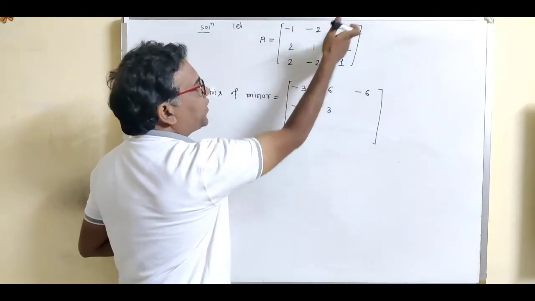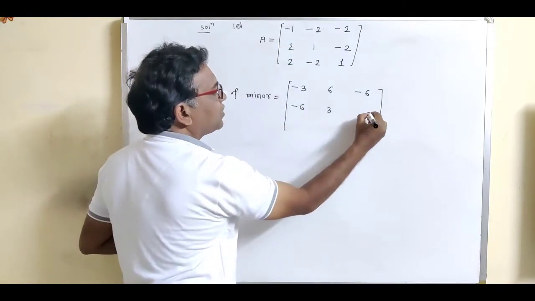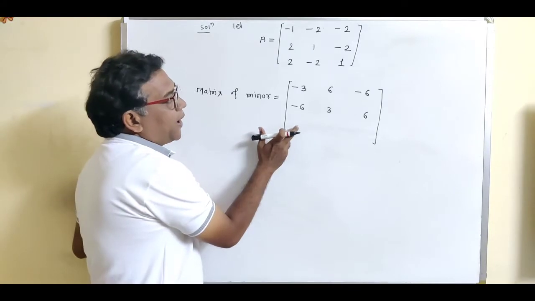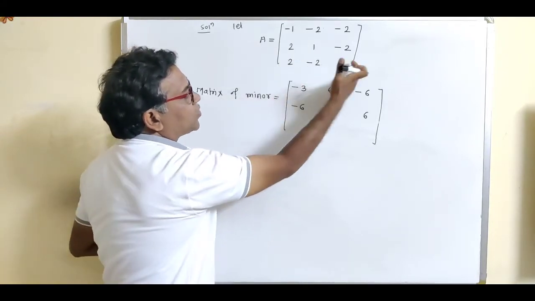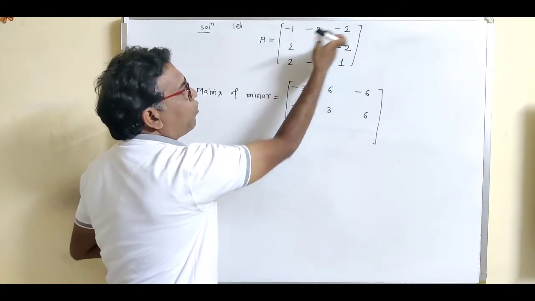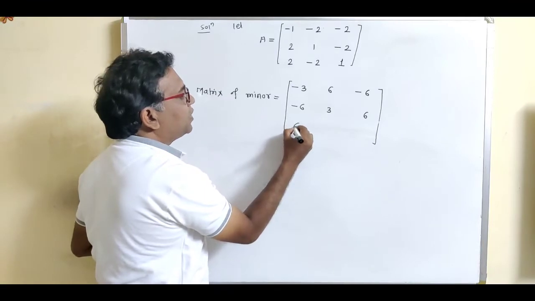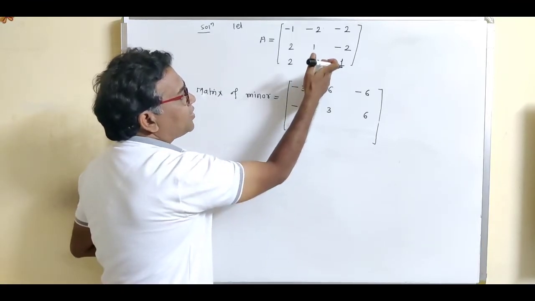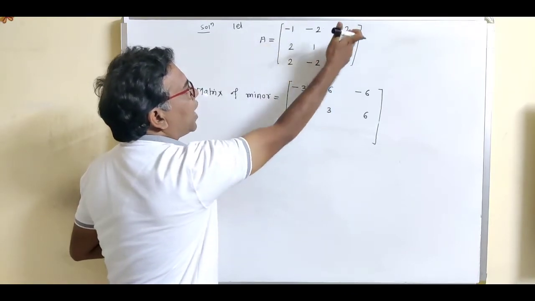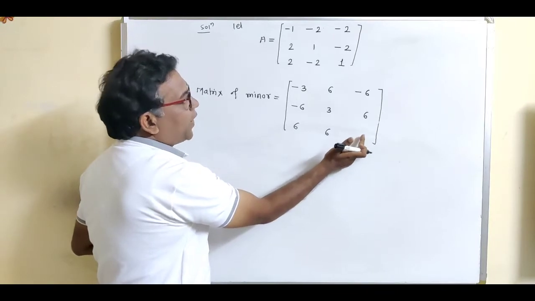So delete corresponding row, corresponding column, 2 plus 4. So this is 6. Find out the next minor element. So delete corresponding row, corresponding column and take the determinant: this 4 and minus of minus plus 2, 4 plus 2, it is 6. Find out this next element. Delete row and column, 2 and plus 4, it is 6.